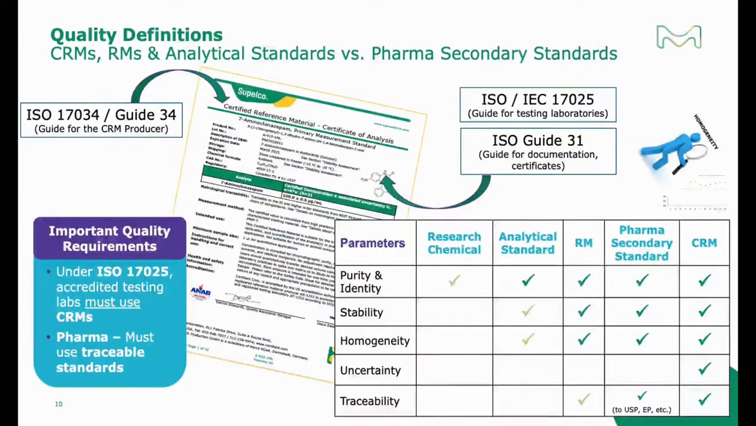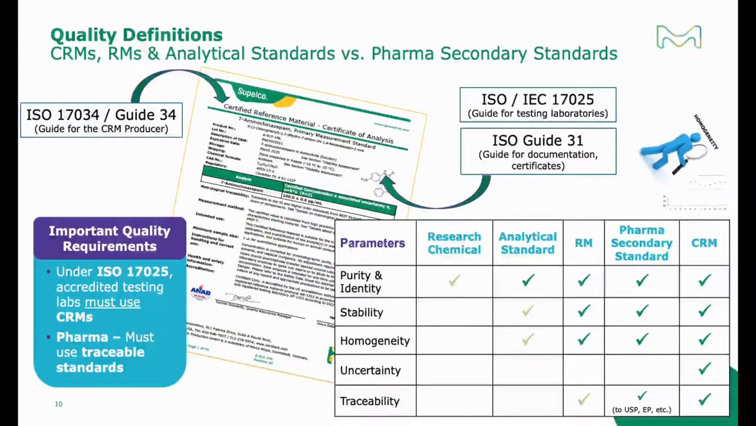ISO quality requirements direct the manufacture, testing and documentation of CRMs and RMs. ISO 17034 accreditation means that an official body recognizes the producer's capability to manufacture CRMs. An ISO 17025 accreditation means that a laboratory is officially recognized to be competent in analytical testing.